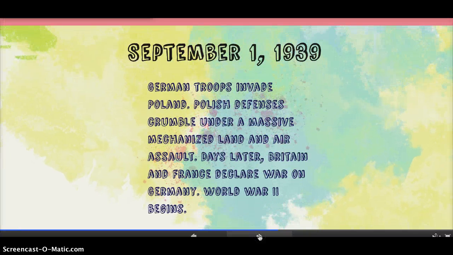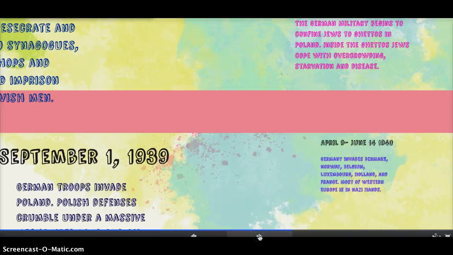September 1st, 1939 is when German troops invade Poland. Any defense that the Polish people had crumbled under a highly organized land and air assault. And later, Britain and France declare war on Germany, and World War II begins.